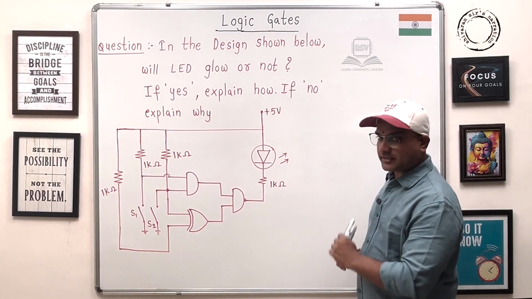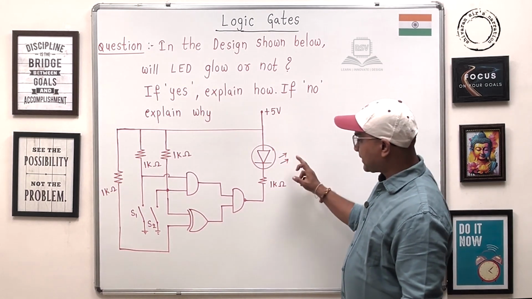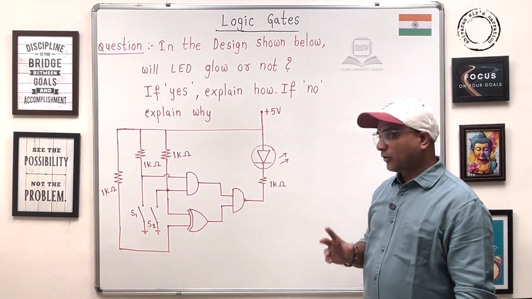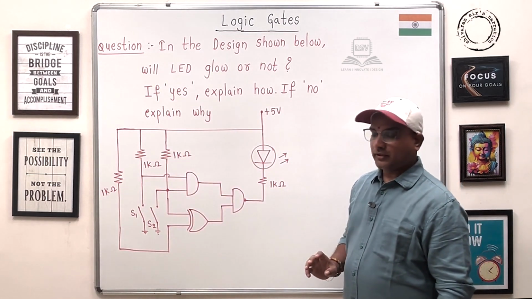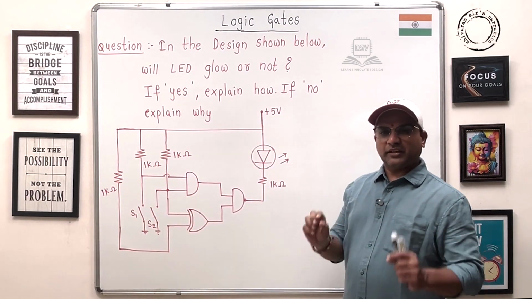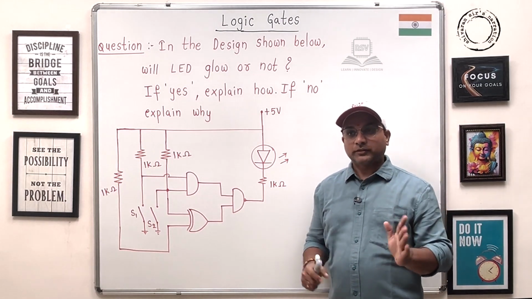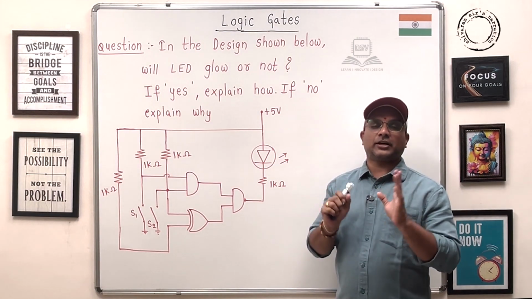Guys, this is the design. We have an AND gate, XOR gate, NAND gate. There is an LED here, which is a light transmitting device. Of course, it contains four 1 kilo ohm resistances. There are two switches here, S1, S2. Whether the LED glows or is permanently off, that we want to find out. That itself is the challenge.